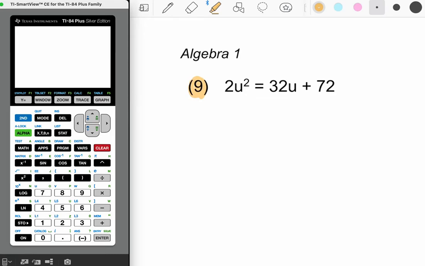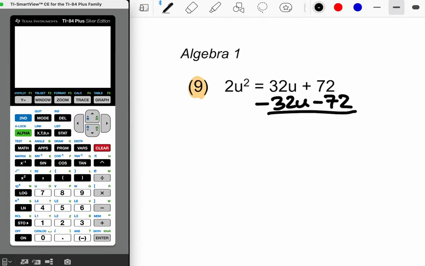For any of them, we're applying the zero product property. So whenever we're dealing with that, we need to make sure that we have a zero product, as in two factors that multiply to give a result equal to zero, meaning zero has to be alone on one side of the equation. So what I'm going to do here is subtract the 32u and the 72 from both sides.